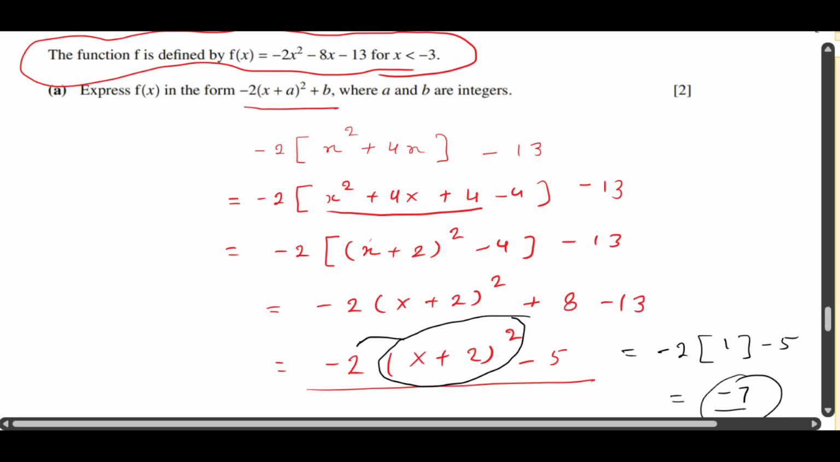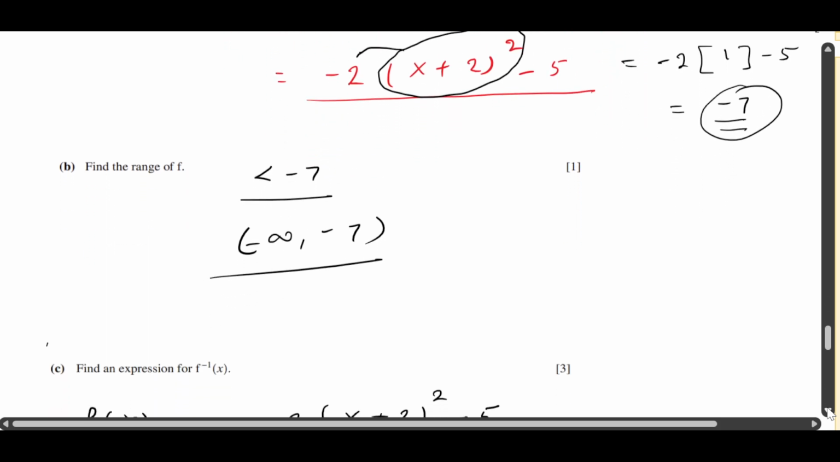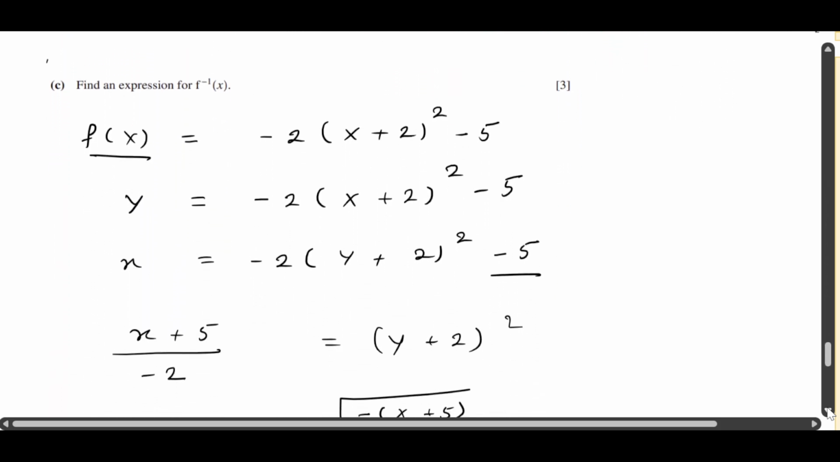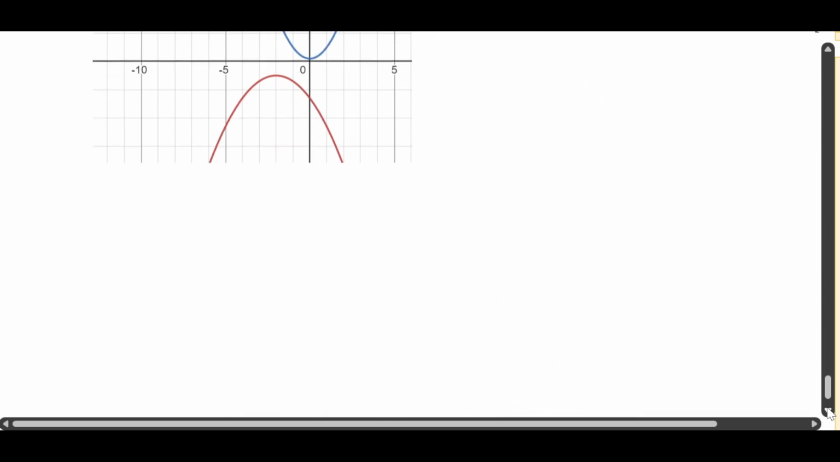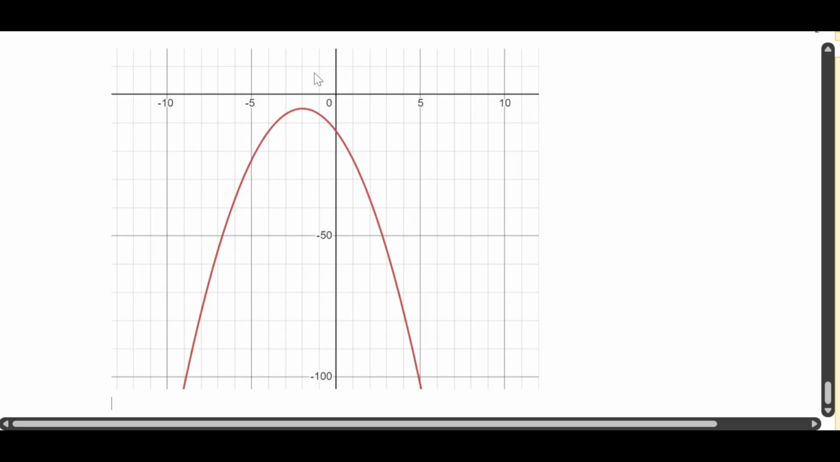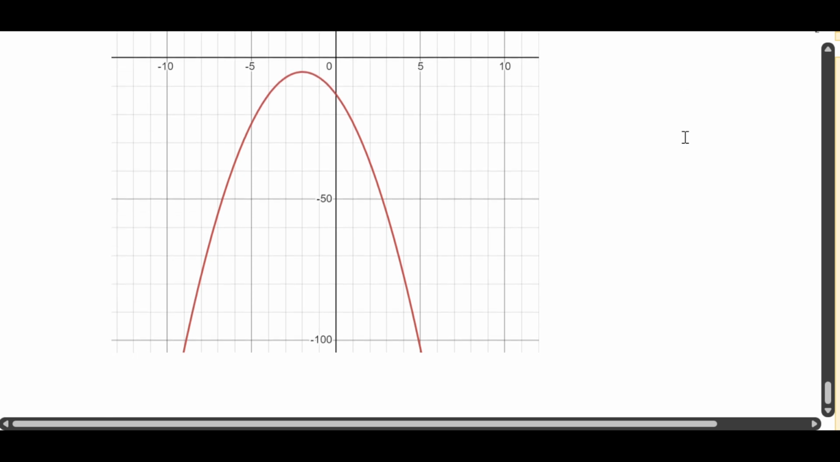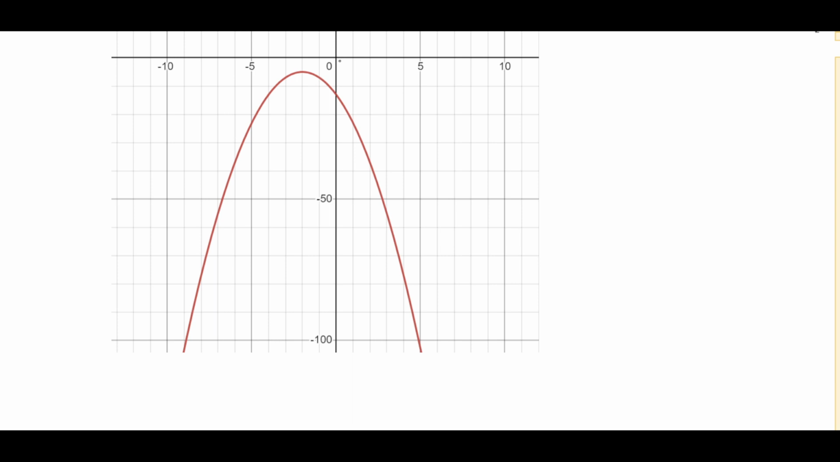Okay, now it is sorted out. So our expression over here, and yes, the range of the function will become the domain of the inverse function, you know. Hello, yeah, yeah. So this is your function. Now this function is defined for x less than minus 3. Minus 3 is somewhere here. Okay, this is minus 3.